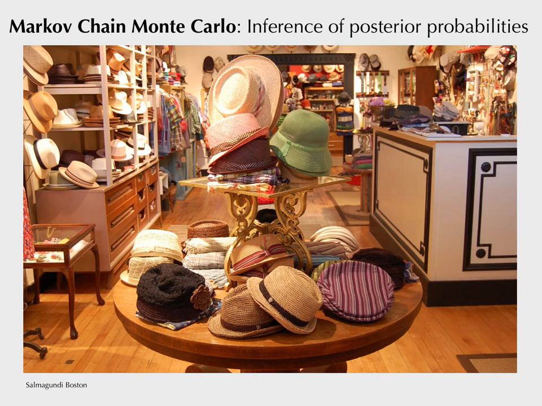MCMC is a different approach. What you do is you go in the store and I put a hat on you. I say, walk around the store. You find a hat you like better, put it on. Find a hat you like worse. If you really hate it, don't put it on. If you hate it somewhat worse, roll some dice. If the difference in how you like it is less than the dice roll, then put the worse hat on. And walk around the hat store doing this.